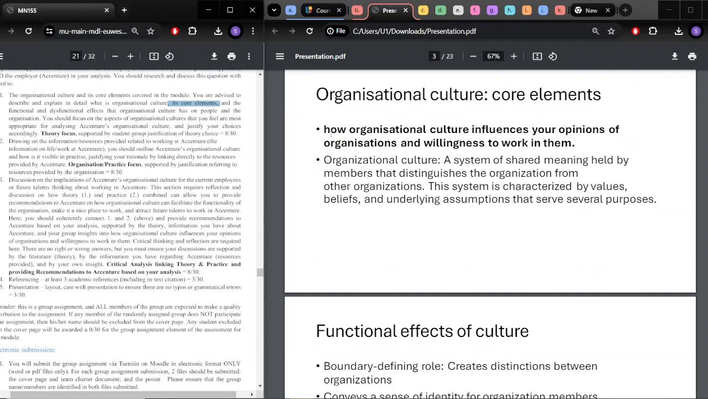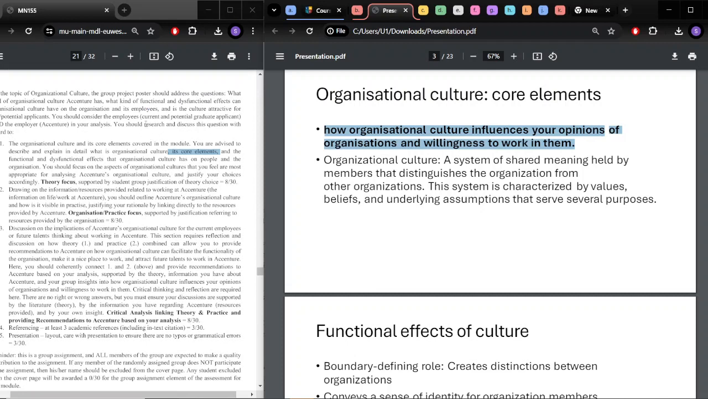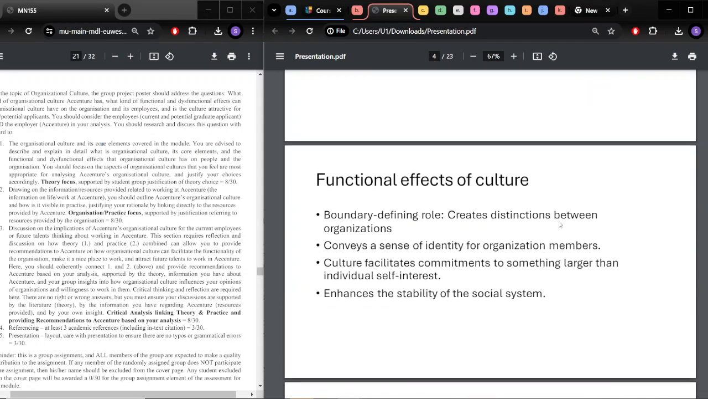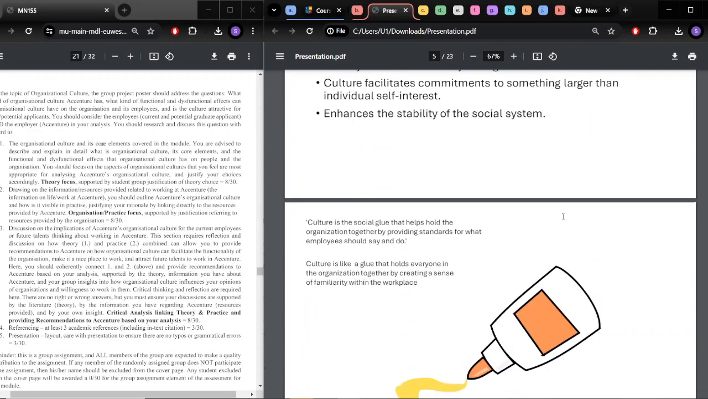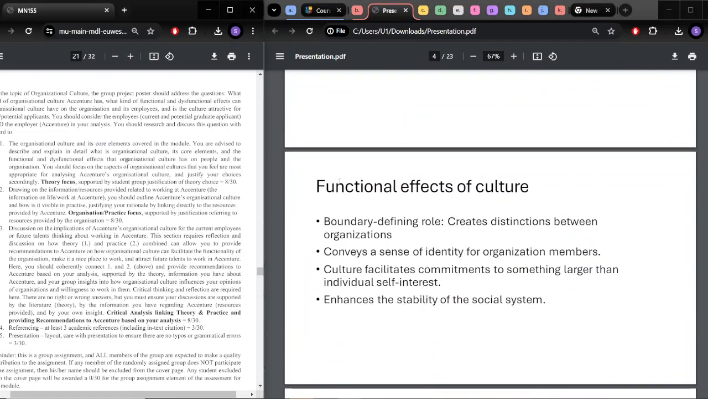How organizational culture influences your opinions of organization and willingness to work in them. That is written nowhere. I just made that myself, and this is just my definition. I just put it in here. I did some work on this. That's why there's some writing, but only a small amount. And then functional effects of culture. So yeah, its core elements and the functional and dysfunctional effects of organizational culture has on people and the organization.